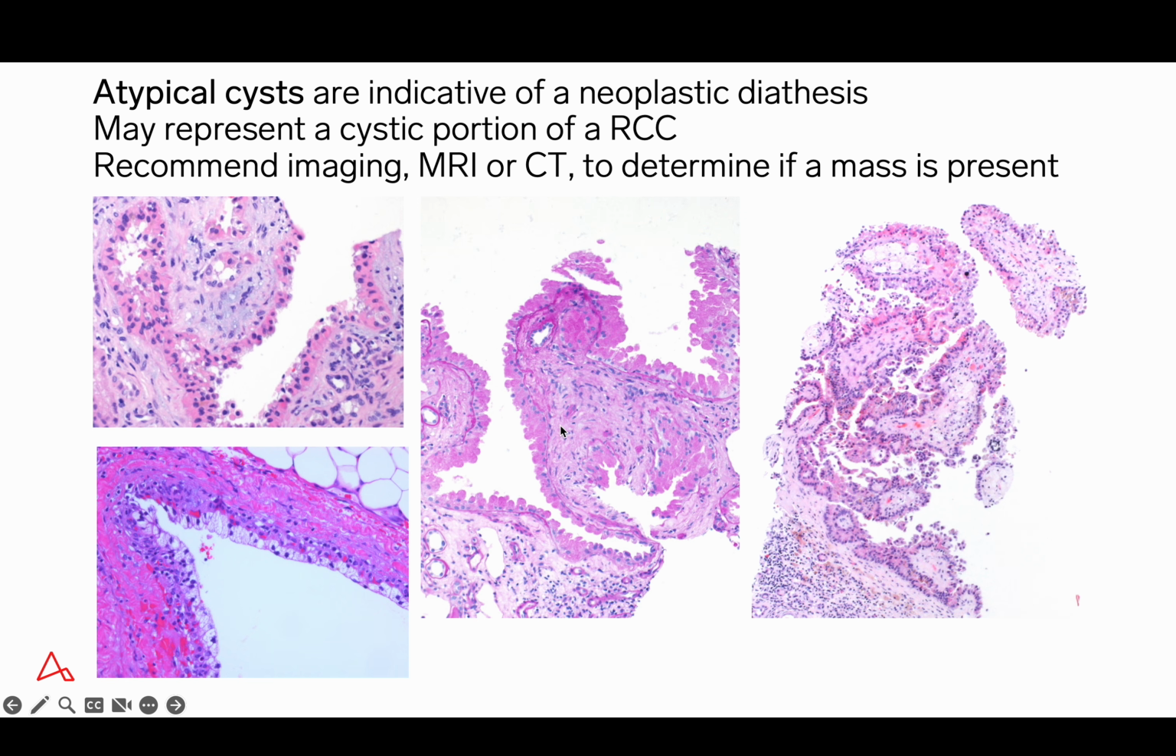If we look at the atypical cysts on the right side and in the middle figure, we can see much greater complexity with prominent papillary formation and pericystic fibrosis. And these atypical cysts, I would be quite concerned, might be part of a mass lesion and an actual renal cell carcinoma. But again, one has to defer to imaging to make that determination. In the absence of detection of a mass, then these are clinically insignificant, although again, they indicate a neoplastic diathesis in these kidneys.